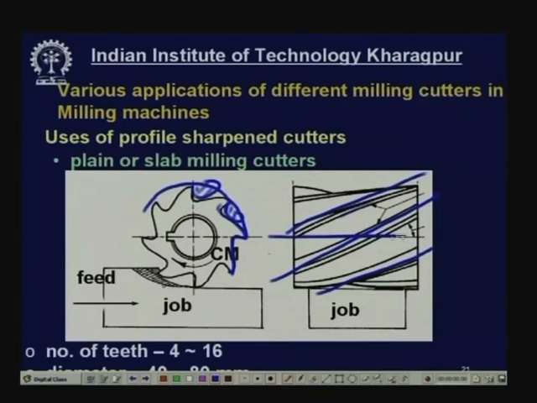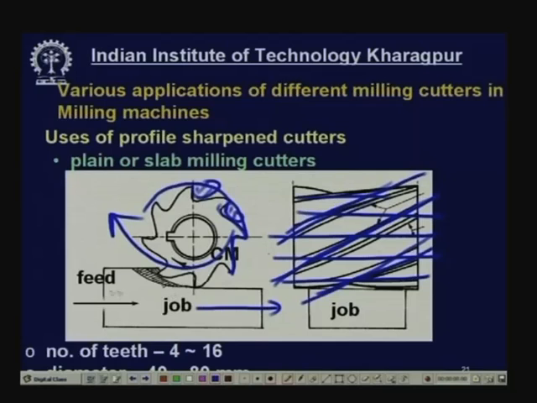Now these teeth can be straight also. If straight, these are called straight fluted plain or slab milling cutters. If helical, it becomes more effective, and this will be called helical fluted plain or slab milling cutter. So the job will be moving in this direction, the cutting tool will rotate in this direction, and this material will be gradually removed like this, tooth by tooth by rotation.